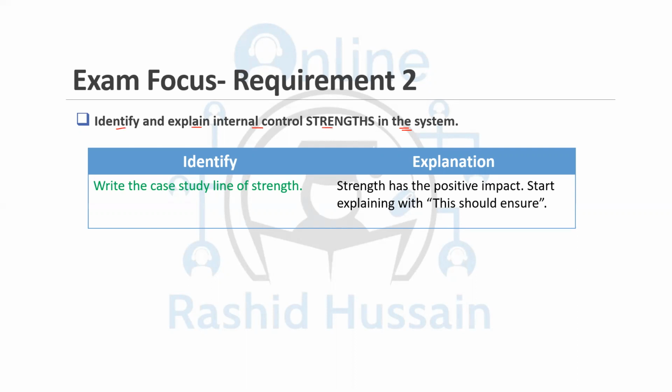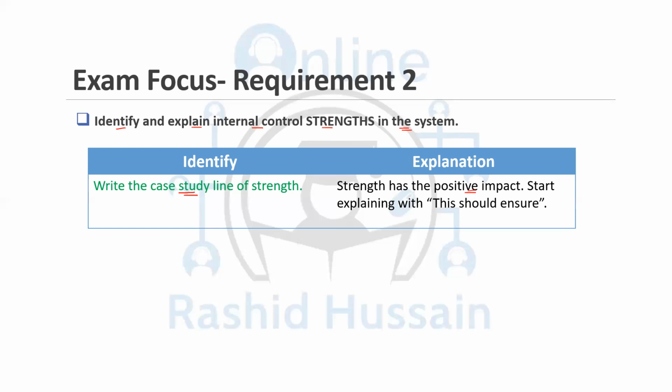Identify simply means, again, writing the case study line. An explanation is the impact of that strength. And I'm telling you that the strength has a positive impact. Like, for example, I gave you the example, the delivery note is not signed by the customers, or you can say signatures are not taken from the customers on the delivery note. This was the weakness. The impact of that was the customers can claim that they have not received the goods, and as a result, the company needs to provide them again because the company is not having any evidence.